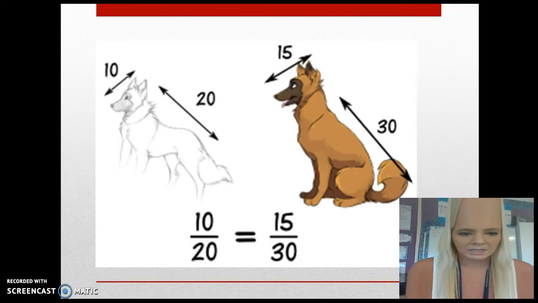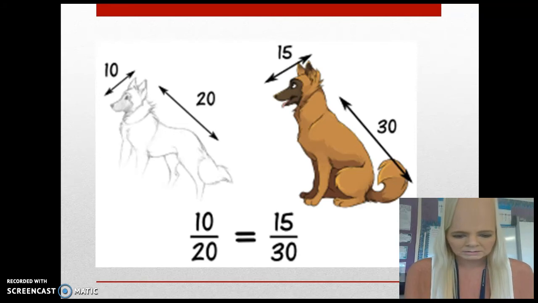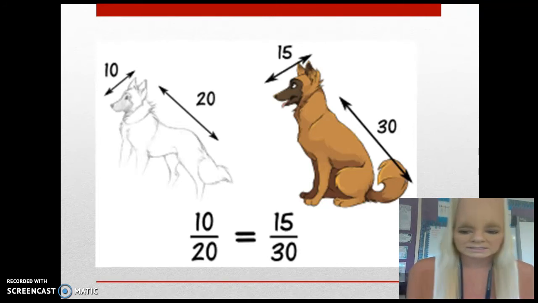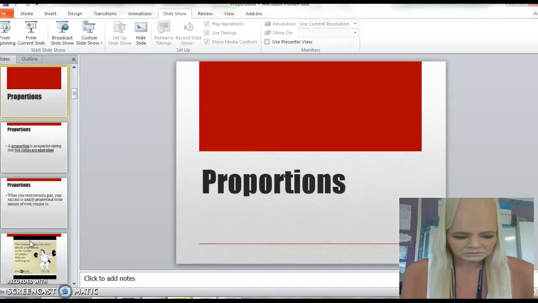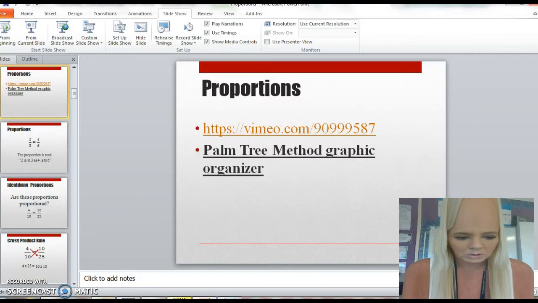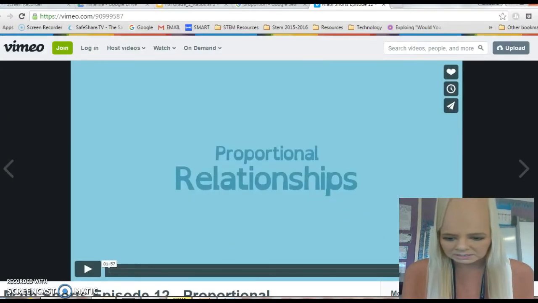In this example here, we have a puppy and then a grown-up dog. So the size of the head of the puppy is proportional to its body, whereas again, the size of the head of the older dog is proportional to its body. So they grow at what's called a constant rate of each other. So we're going to watch a video, and then you're going to fill out a graphic organizer. The video will help dive in a little bit more into what a proportion is.